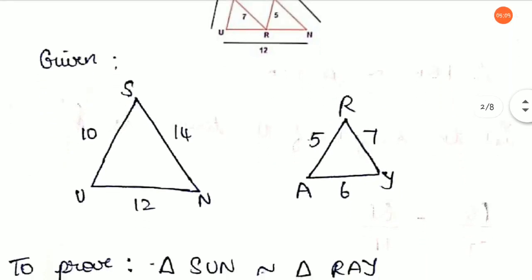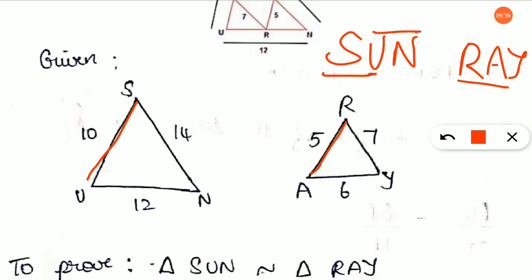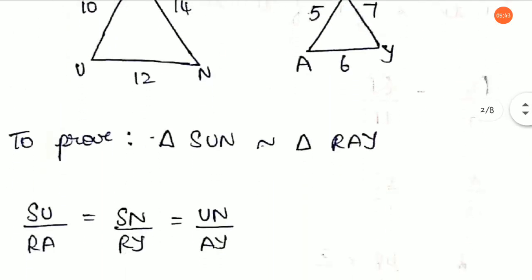So I have split it up and drawn this diagram. And once you draw this diagram, it is easy to divide the corresponding sides, right? So SU, look here, SU divided by RA, since this is given as SUN and RAY. First SU divided by RA, and then UN divided by AY, and next NS divided by YR. You have to write it like this.